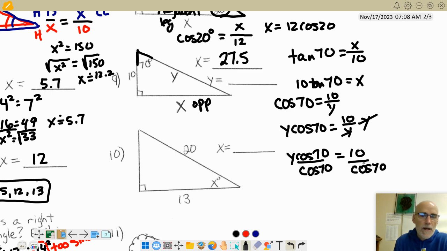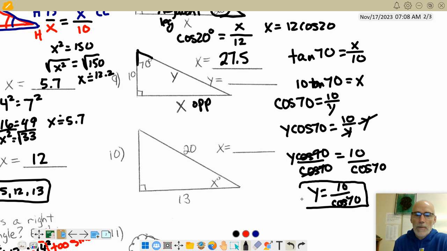Cosine 70 is just a number, and usually our number's in front of a variable. So I hope it doesn't mess you up that it's after. It doesn't even look like a number, right? But we're dividing by cosine 70, and you get 10 over the cosine of 70. Now compare this. This is what I'm going to type into Desmos with the way I started.